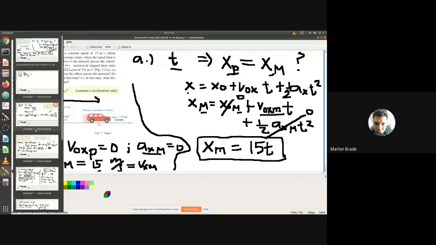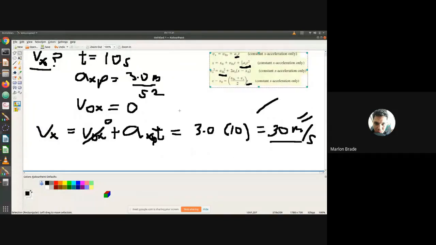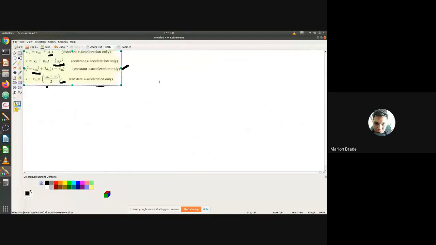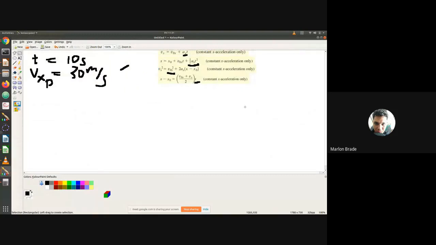So, the distance. x is what we are looking for. Which equation will we use? x is equal to x naught plus, for the police officer, I'll just use the police officer. V naught x for the police officer is 0, so what remains is 1/2. The ax of the police officer is 3.